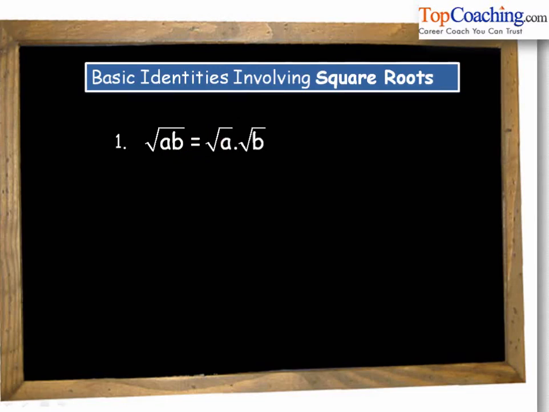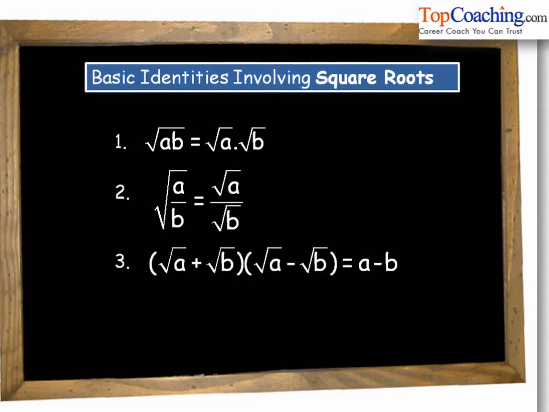So we can split this term AB into 2 parts, A and B, and we can write this as under root of A into under root of B. The second: under root of A by B could be written as under root of A divided by under root of B. So we can put the under root sign over both these numbers.